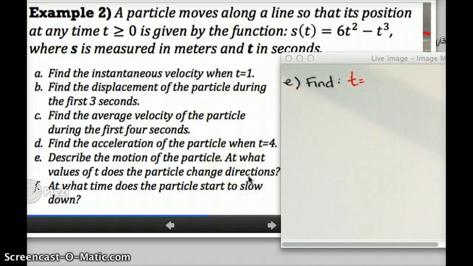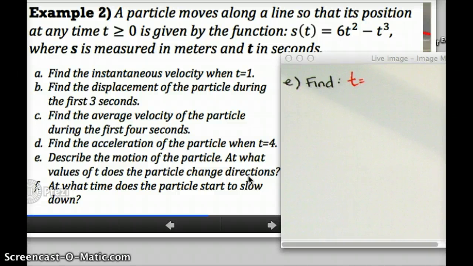What does that mean? That's not one that's on your keywords chart, so we're going to have to interpret it a little bit. Changing directions usually means that I'm going one way, let's say forward, and then I stop going that way and go backwards. And so when the particle is moving forward and then turns around to go backwards, the distance of that particle goes from increasing to decreasing.